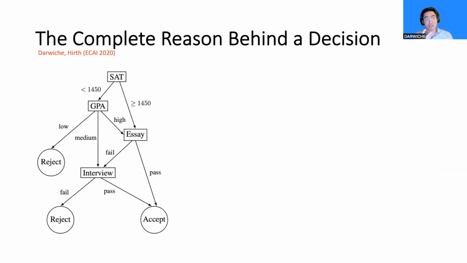But let's visualize this notion of a complete reason using a concrete example. This is a classifier with 4 features. It's about admission based on SAT score, GPA, an essay, and an interview. And let's look at this applicant here. So it's an instance. It has values for each one of the 4 features. SAT is a binary variable. Either the score is less than this or greater than or equal. GPA is multi-valued. Essay and interview are binary, pass or fail.